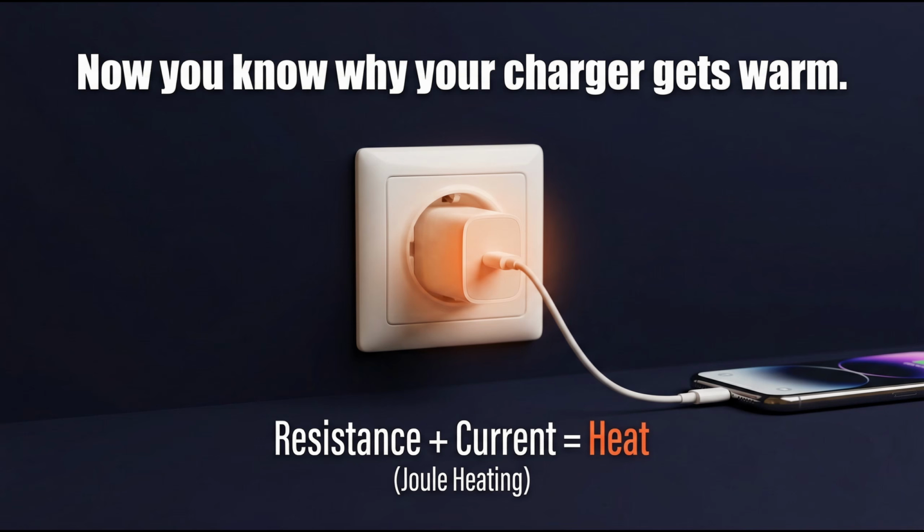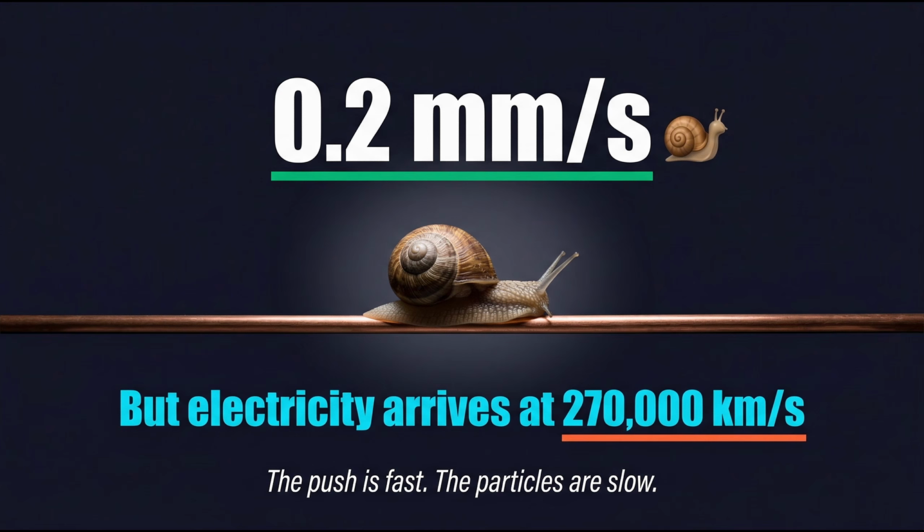And remember our friction experiment? The electrons barely move, but they do push against resistance. And that friction creates heat. That's why your phone charger gets warm. It's not a defect, it's physics. It's called Joule heating, and it happens in every single wire, everywhere. From power plant to your phone charger, electricity is just electrons being pushed around, slowly. But the push travels at nearly the speed of light.